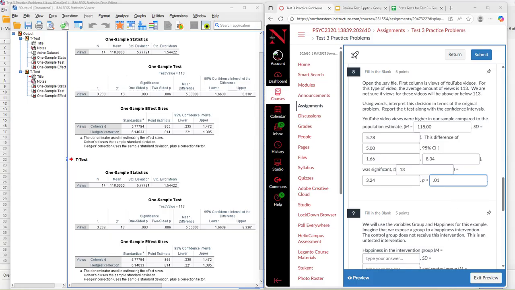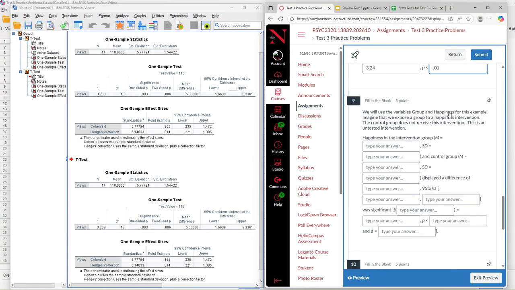Not too difficult. The next one, let's look at it here. Group and happiness. Imagine we expose a group to a happiness intervention. The control group does not receive this intervention. This is an untested intervention, so we've never tested it before. That means it's going to be a two-tail test.